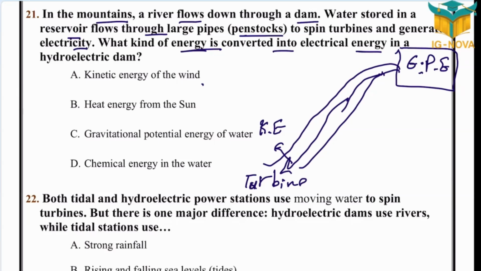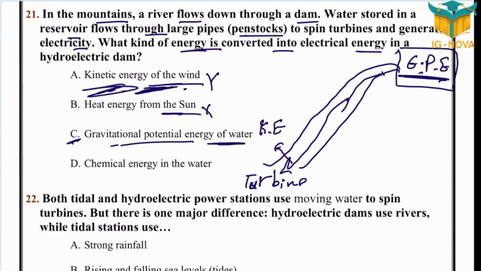Is it the kinetic energy of the wind? No. It's kinetic energy, but not of the wind. If it's water, it can be accepted. Is it heat energy from the sun? No. For C, gravitational potential energy of the water? Yes, it's mainly gravitational potential energy, which is converted to kinetic energy, mechanical energy, or kinetic energy to the turbine.